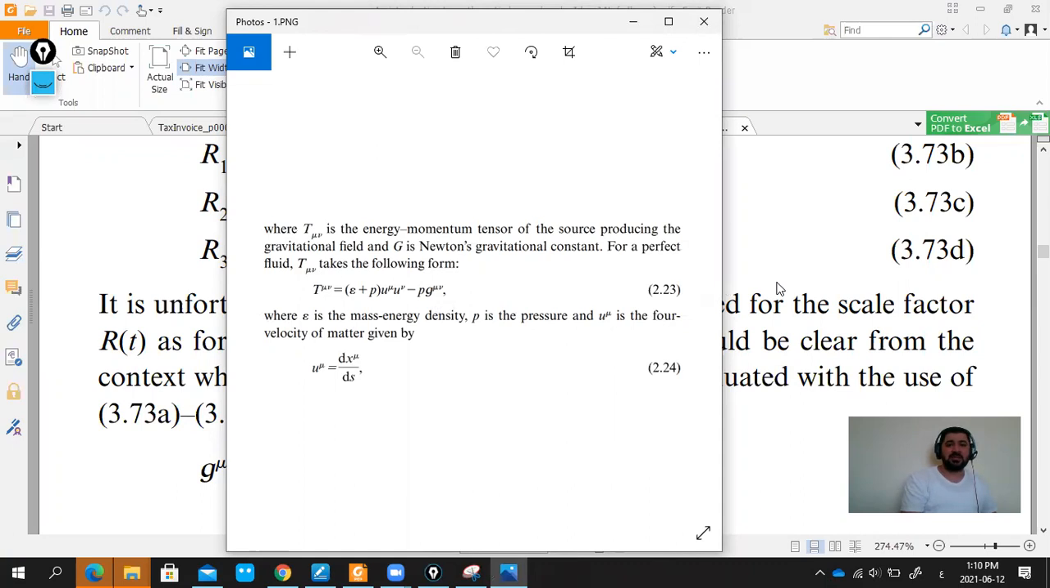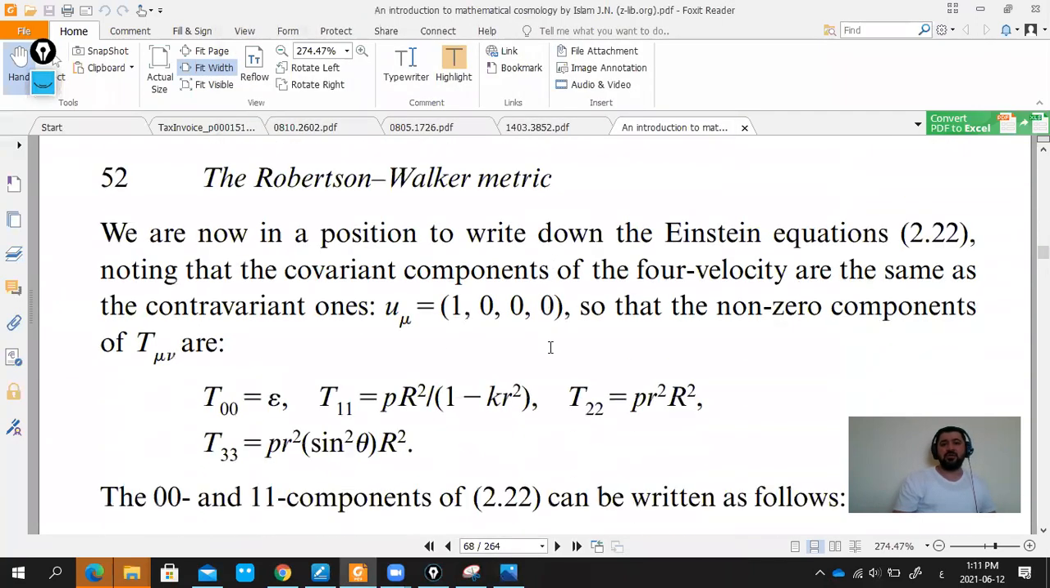Usually we take the 4-velocity vector U to be along one axis, with 0, 0, 0 for the other components. We can of course do this, because if you have any velocity, you can say, okay, I'll take the x-axis along this velocity, and then the other components will be 0. Yes, we can do this.